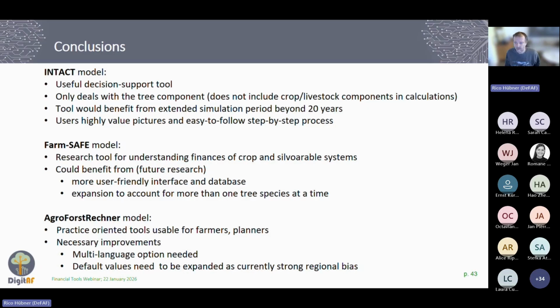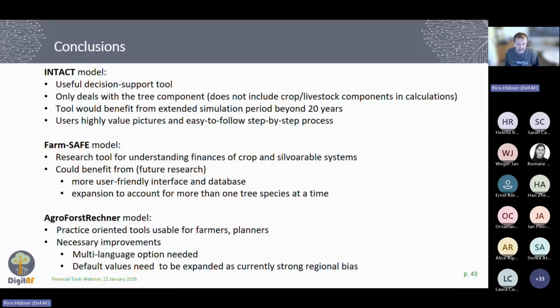Our tool, the Agroforestry calculator, is very much oriented towards the practice. It's very easy to use because Excel, everybody or most people know how to use Excel. And of course, in the future, it would also benefit from some improvements, like, for example, include more languages. Currently, it's very German-based, and also the default values need to be expanded.